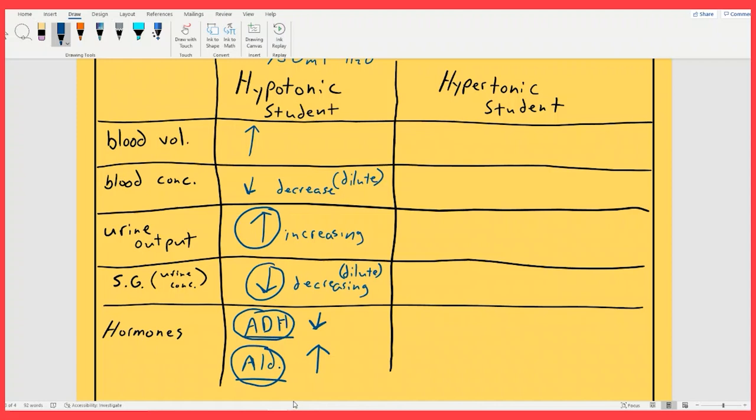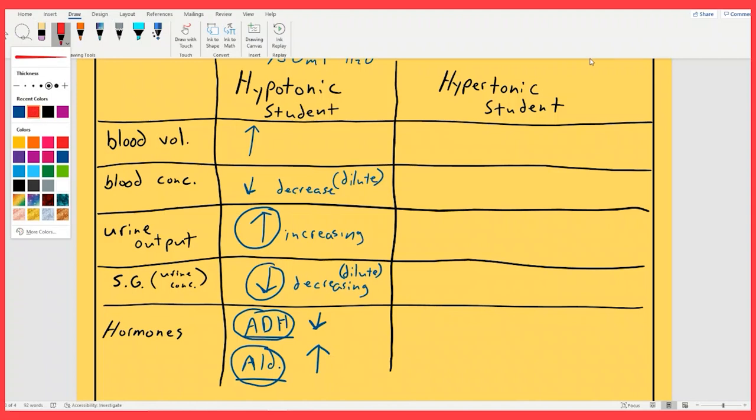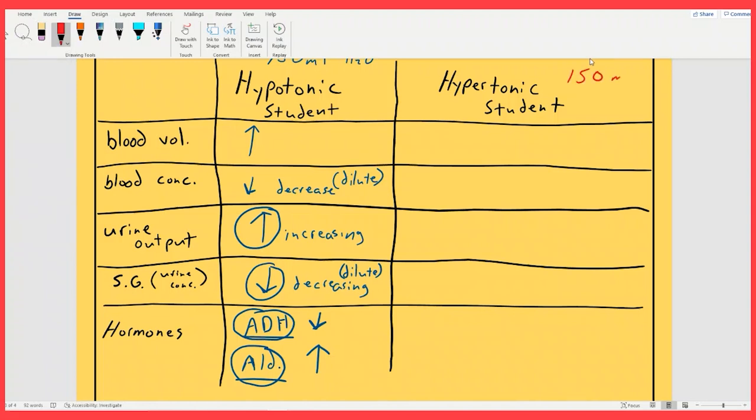Now let's talk about that hypertonic person. This was, I'll change colors for us here, this was the person who drank 150 mils of water with 5 grams of salt. Now remember, that's very concentrated. What's this going to do to the person's blood volume? Well, adding 150 mils isn't going to do that much to it, but it is certainly going to do something to their blood concentration. This person's blood concentration is going to be increasing as this fluid is absorbed. They're going to have concentrated blood, lots of sodium in it.